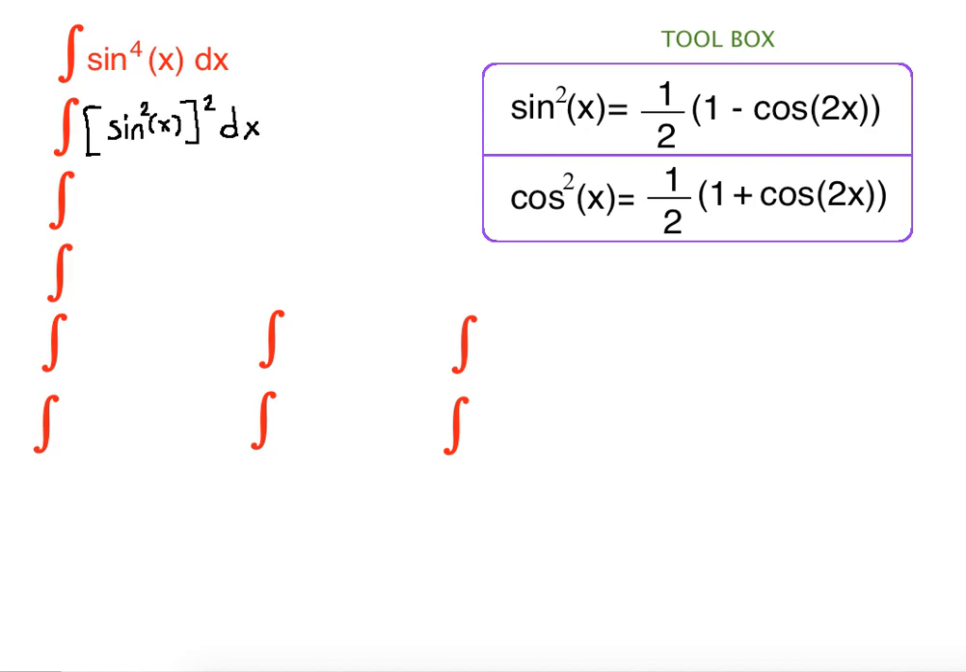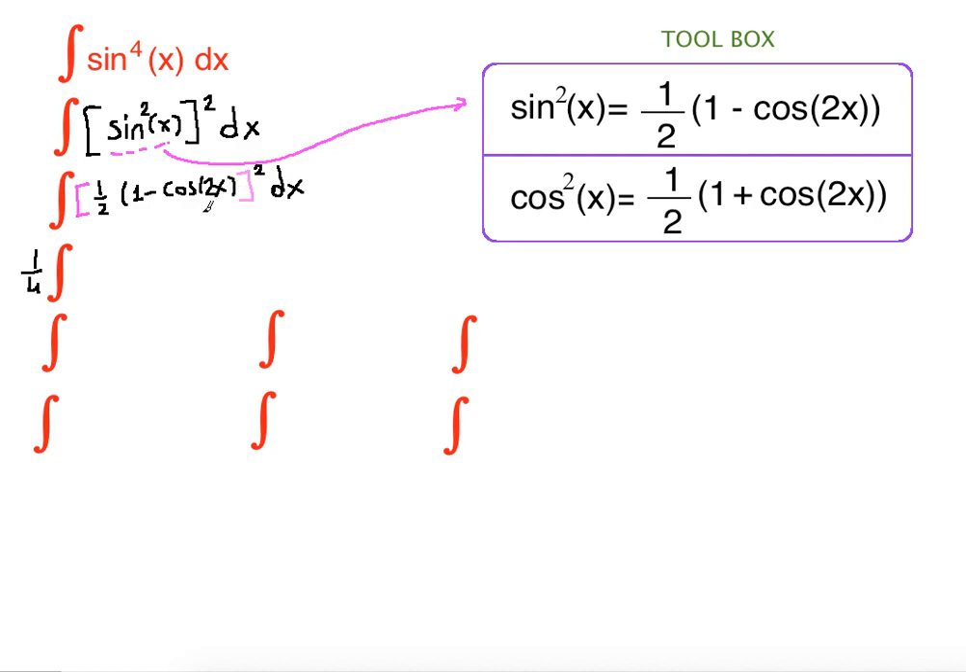And we're going to substitute our sine squared of x with our half angle identity. So it's going to be 1/2 times 1 minus cosine of 2x, and we have square here, dx. Now we're going to square everything in pink parentheses. 1/2 squared is 1/4, and we can pull it out in front of integral sign.